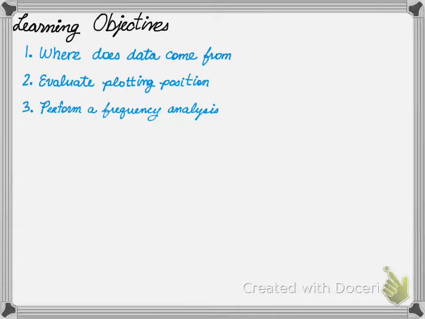The learning objectives for this module are: where does the data come from? Before any kind of frequency analysis can be determined, we need data. Evaluating plotting position: how to determine the probability of occurrence of a specific event based on only that specific event and not any kind of frequency distribution. And then performing a frequency analysis, in this case a probability density function.